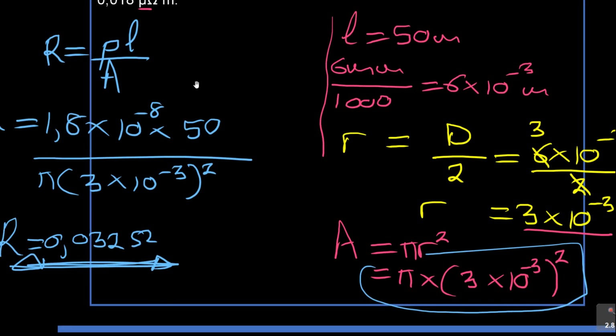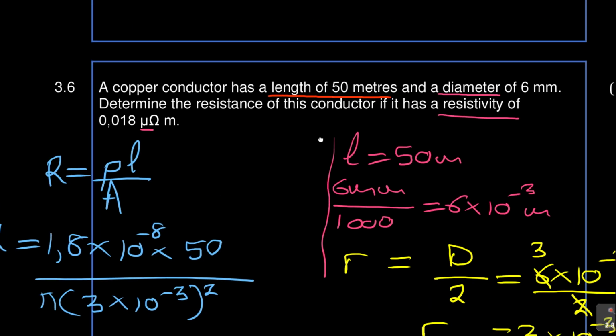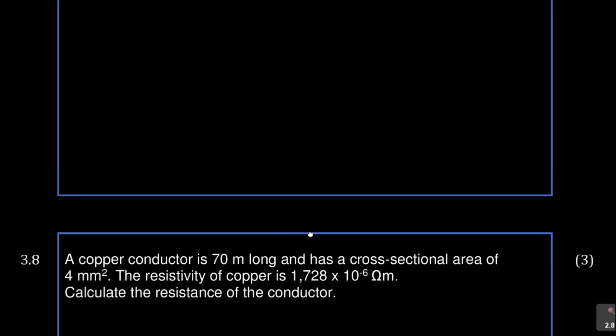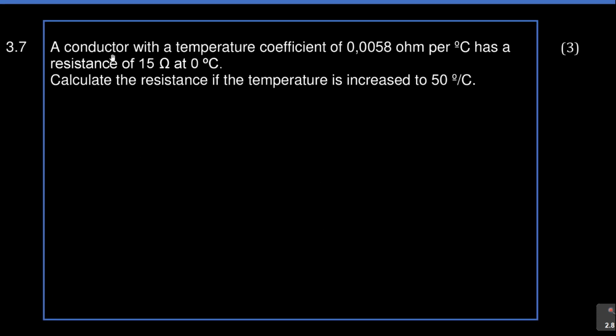As I said here, use the formula, convert everything that you are given so that you can be able now to work this out. Now moving on, let's check the next question here. The next question is 3.7. It says a conductor with a temperature coefficient of that has a resistance of that at that. Calculate the resistance if the temperature is increased to 50 degrees. Now I'm going to pause, or allow you to pause this video. We have done similar videos in video number 1, in part 1 of this lesson. Work it out yourself, then compare your answer against mine.